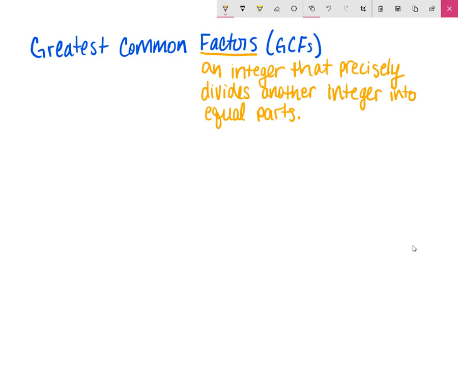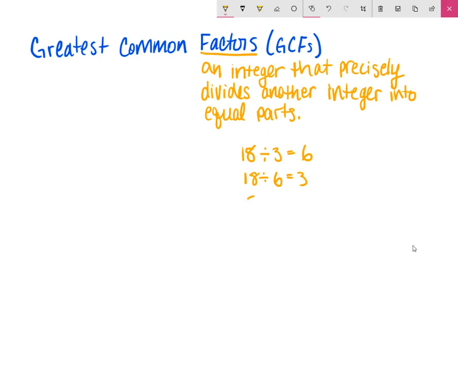The definition of a factor is an integer that precisely divides another integer into equal parts. So let's say we have the number 18. When we think of 18, we can divide 18 by 3 and get 6. So 6 is a factor of 18. Also, we can divide 18 by 6 and get 3. That shows that 3 is also a factor of 18 along with 6.